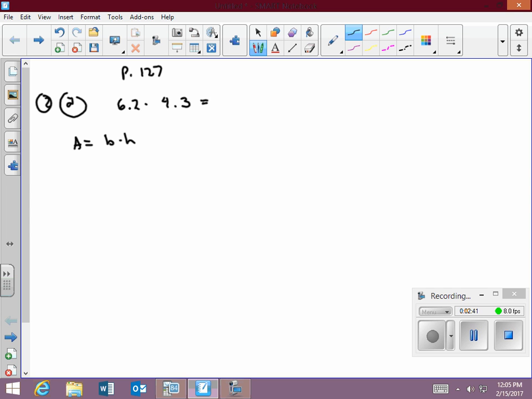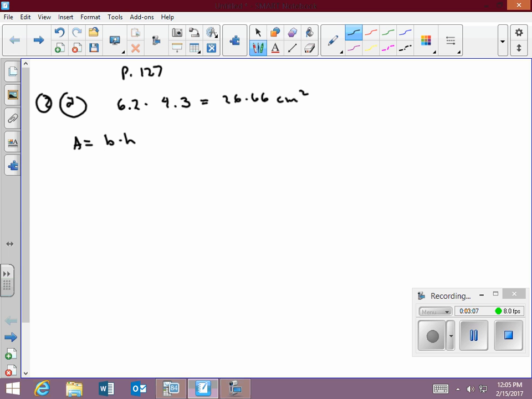And it's 26.66. And it's centimeters squared. The one thing you have to be careful of when you're doing things like that is that your units are the same. You know, later on there'll be problems where the units won't be the same.